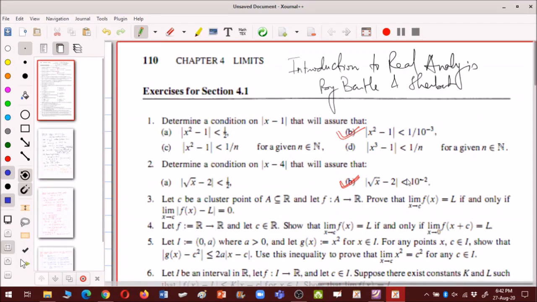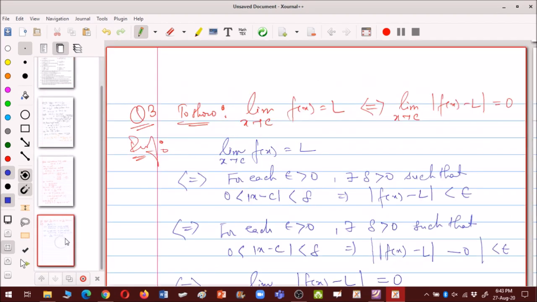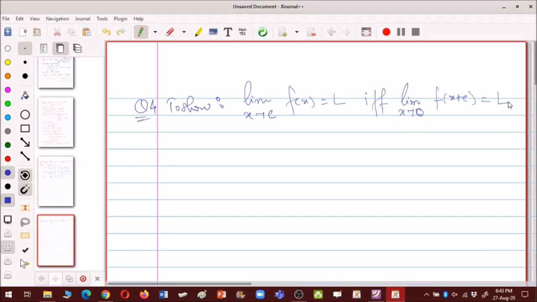Now let's move to question number 4. What it says, we have to show that limit x tends to c f(x) is equal to L if and only if limit x tends to 0 f(x plus c) is equal to L. So this time we have to make some changes in our delta. So for question number 4, to show limit x tends to c f(x) equal to L if and only if limit x tends to 0 f(x plus c) is equal to L. So this is what we have to show.